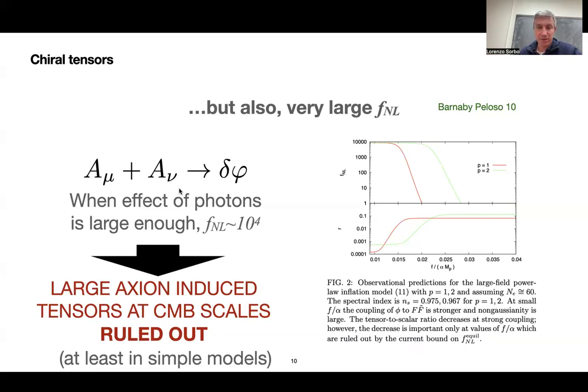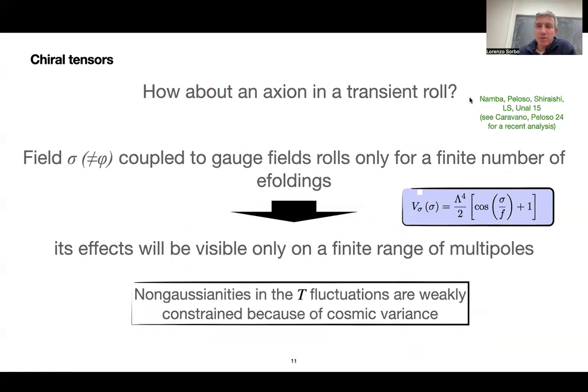Is it possible to evade this conclusion and still have observable effects of these gravitational waves in the CMB? The answer is yes, of course. We worked out this model with these collaborators, 10 years ago. The idea is the following. Consider now that the inflaton is phi and is doing its own thing, but there is some other axion sigma that is, on the other hand, rolling only for a few number of e-foldings. And sigma is our axion, so it's the one field coupled to the photons. So now photons are produced only for a bunch of e-foldings. As a consequence, also gravitational waves and scalar fluctuations are produced for a finite number of e-foldings.